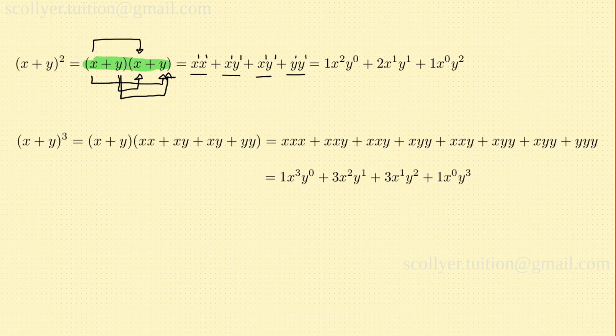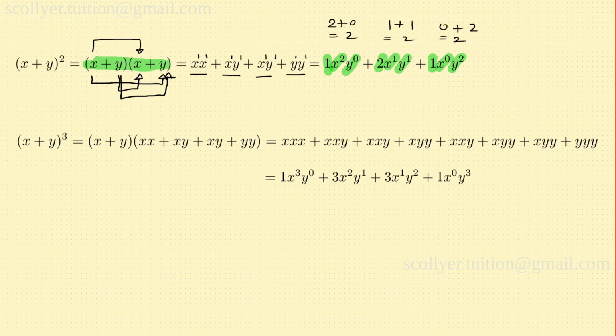We can simplify the whole thing into 1 times x^2 times y^0 plus 2 times x^1 times y^1 plus 1 times x^0 times y^2. And we can see in each case that if we add together the powers in each term, we get 2: 2 plus 0, 1 plus 1, 0 plus 2.